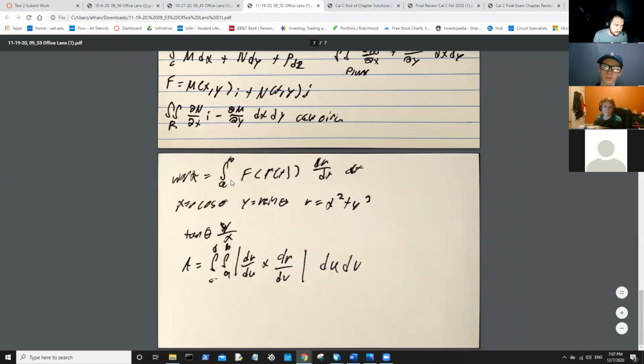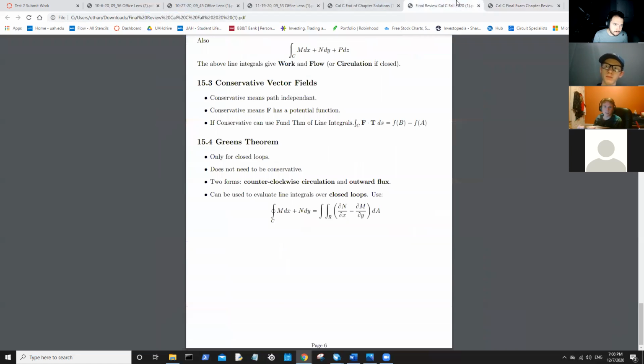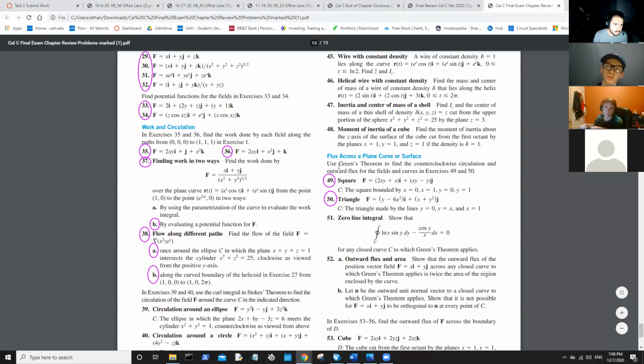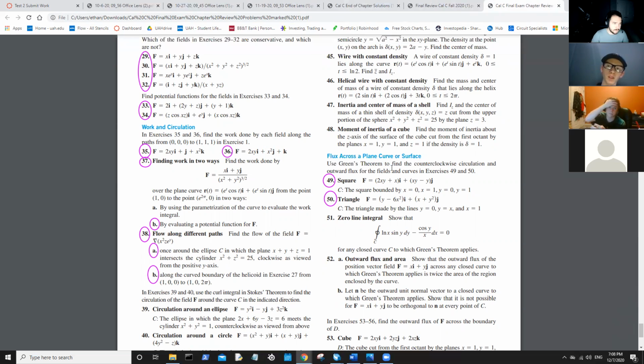Did I have flow anywhere? I had work equals this, but I didn't. Circulation is flow, isn't it? I think there's flux and circulation. I know those two. Yeah, flux is what 49 is about, I think. I mean, I think flow is the same as circulation. No, I don't think so.